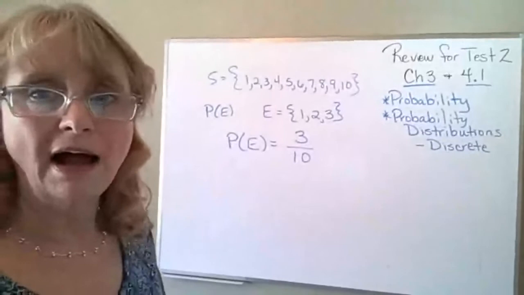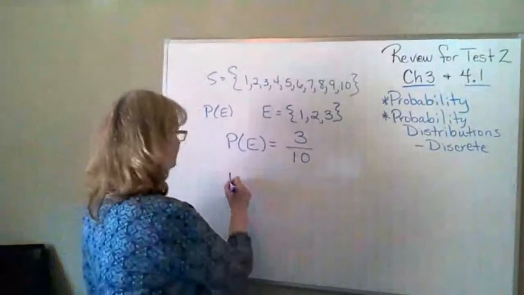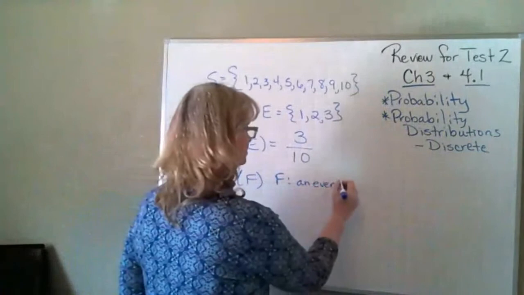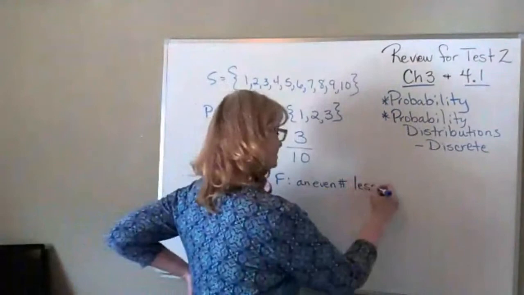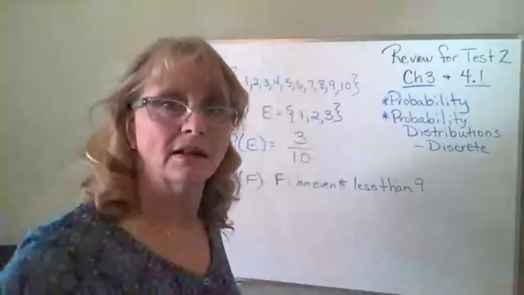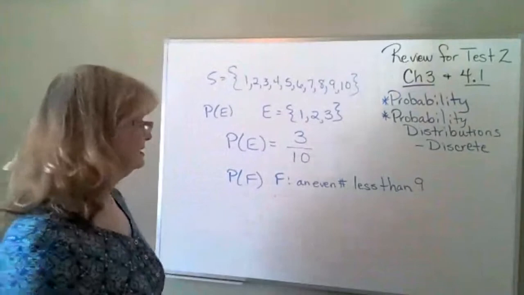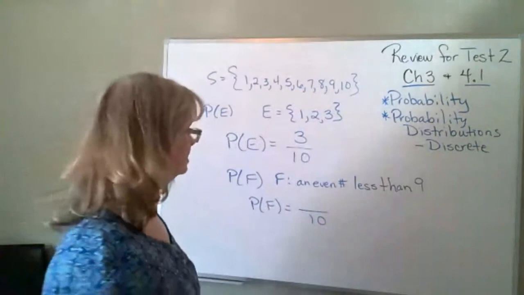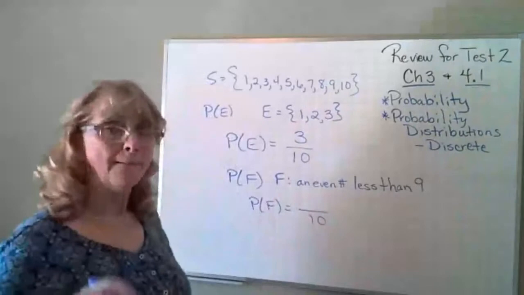Then number 5 was the same sample space. And on number 5, I'm writing down the question. It asks to find the probability of event F, where F is an even number less than 9. Okay, so it's asking us to find this. So the probability of F occurring is going to be, well, first of all, the bottom number is going to be 10 because that's how many outcomes are in the sample space. And the top number is going to be however many ways F can happen. So basically, we're going to count how many outcomes are even and less than 9.